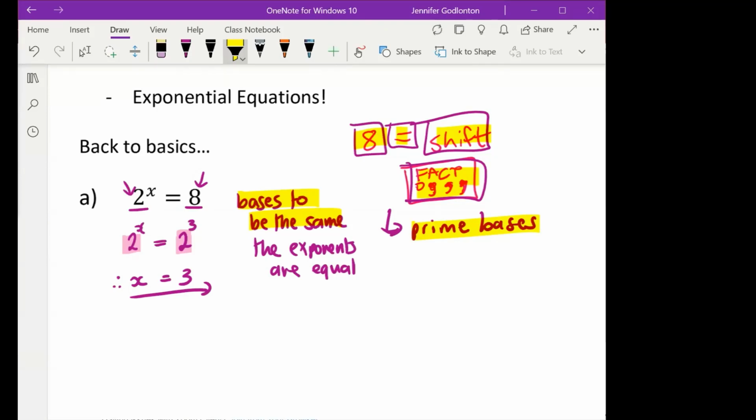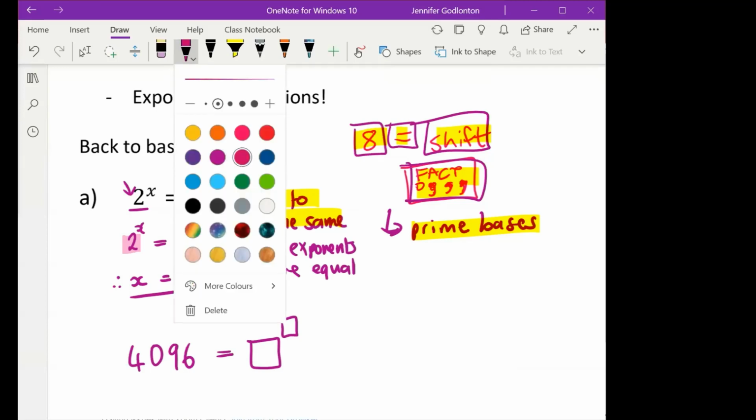I just want to make sure that everyone is understanding how to do shift fact. So can you please get 4096 into an exponential form? So I want it to have a base and I want it to have an exponent. Please, can you tell me what 4096 is using shift fact on your calculator? It's 2 to the power of 12. Yes, excellent. It is definitely 2 to the power of 12. Good.